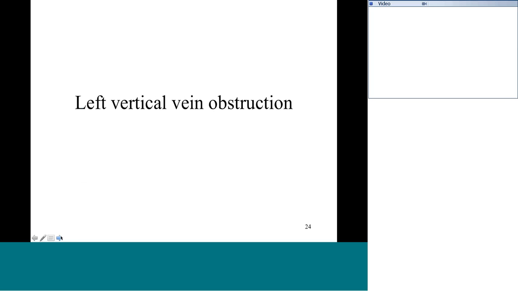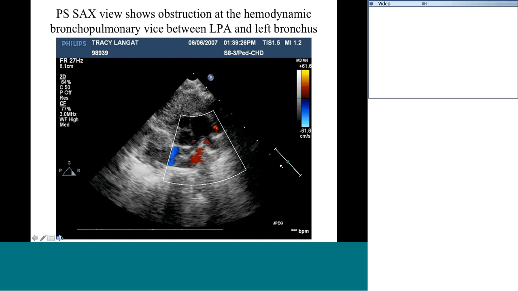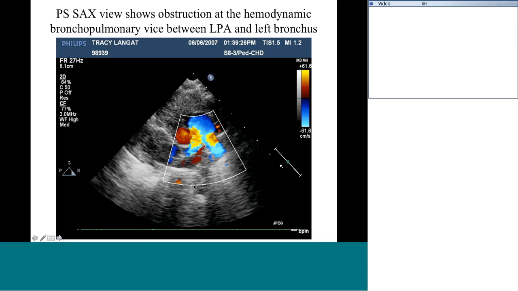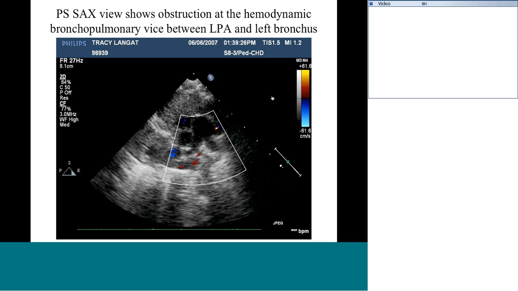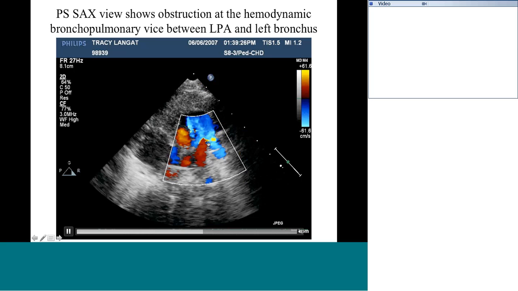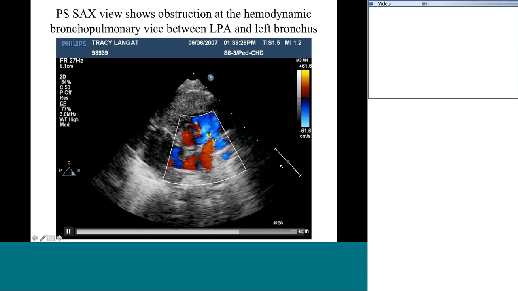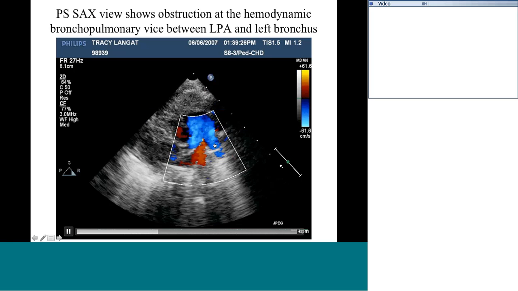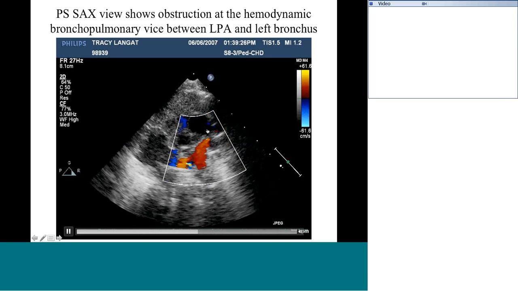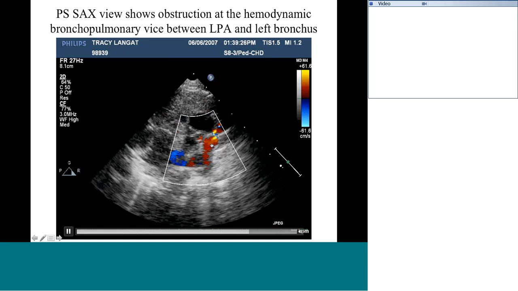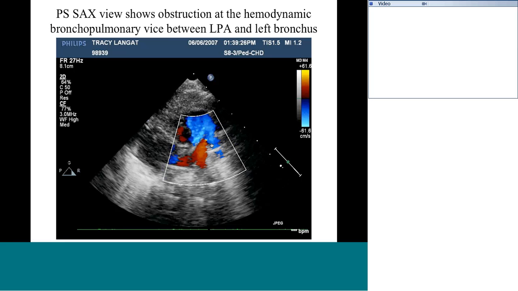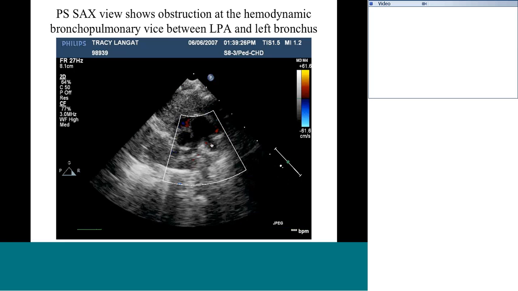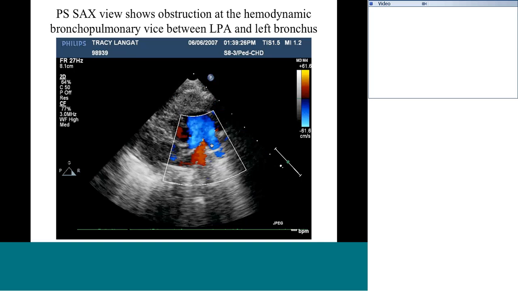Now, I briefly mentioned the left vertical vein getting obstructed by the bronchopulmonary valve. Now you see what is happening. These are the 4 pulmonary veins joining together to form the common chamber. And as we are sweeping from the pulmonary artery, just behind the pulmonary artery, this is the vertical vein. It's getting crushed by the dilated pulmonary artery. So here, the ascending left vertical vein is posterior to the left pulmonary artery. So it is between the left pulmonary artery and the left bronchus. It is also called the hemodynamic valve, or the bronchopulmonary valve.